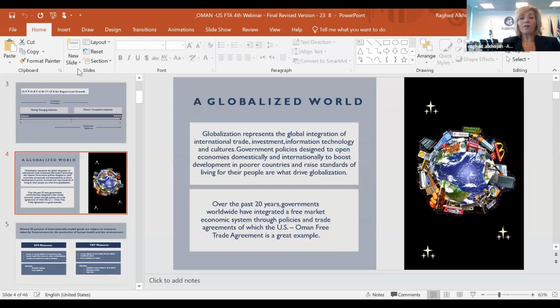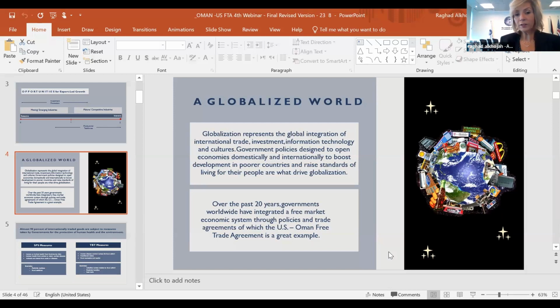We hear the term of a globalized world. So what does a globalized world mean to us as a business community, as private sector? It means the integration of international trade, investment, information technology and culture. And this is very important because governments are designing policies to have an open market. An open market basically means open economies for both the domestic and international business community, to boost development in poorer countries and raise standards of living for their people, which is what drives the global economy in general.